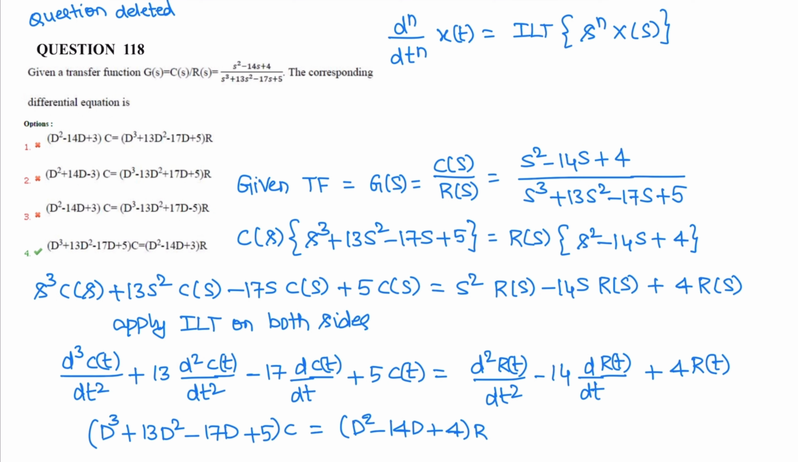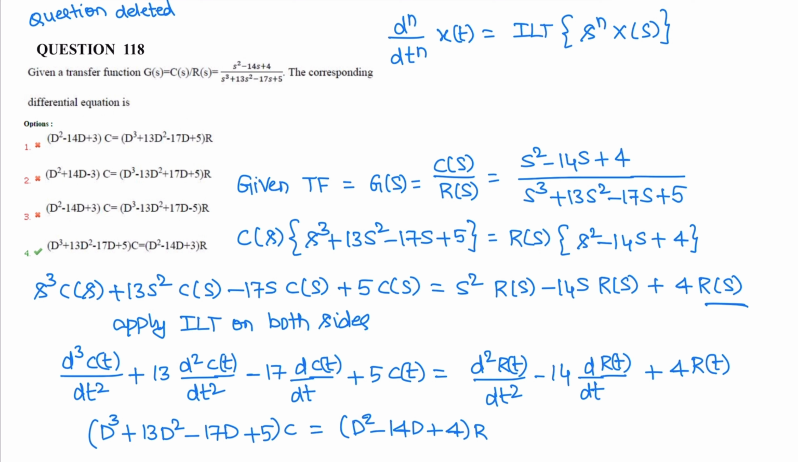Next, question number 118. Here, the transfer function is given: G(s) = C(s)/R(s) = (s² − 14s + 4)/(s³ + 13s² − 17s + 5). Multiply C(s) by the denominator, and R(s) by the numerator. Upon multiplication, we get the equation like this. Apply inverse Laplace transform on both sides.